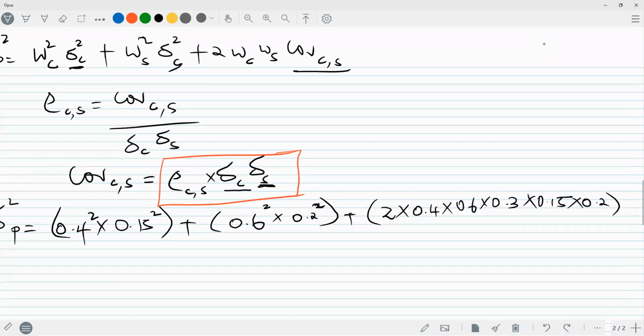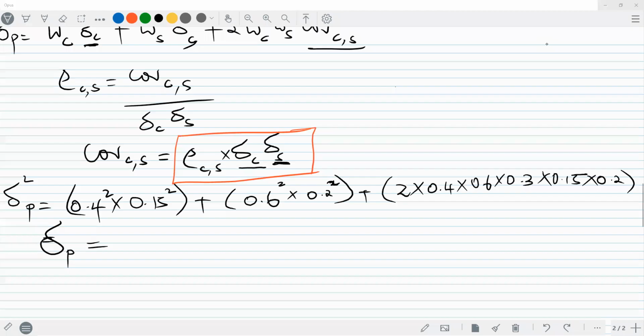And you get how much? And of course, once you get the answer, you take the square root. Therefore, what is the standard deviation of the portfolio? 0.149. So more or less 14.9%.